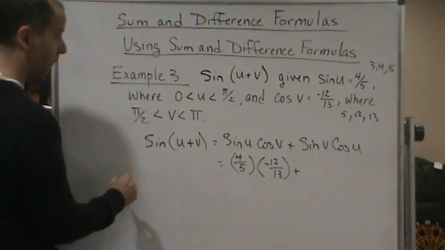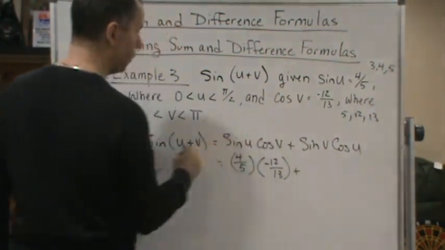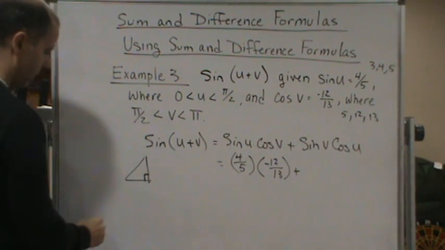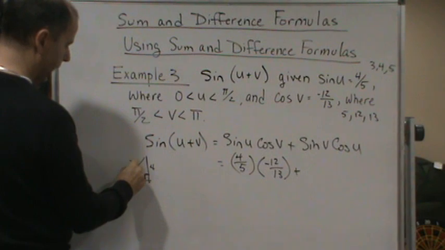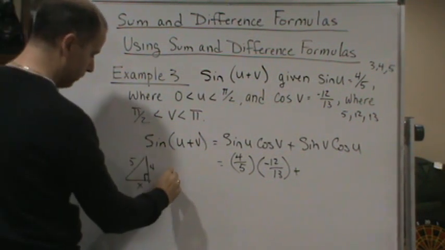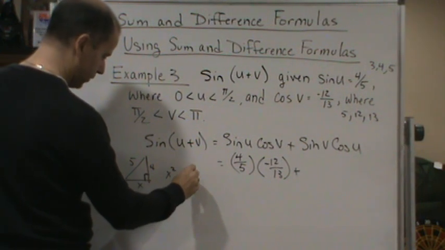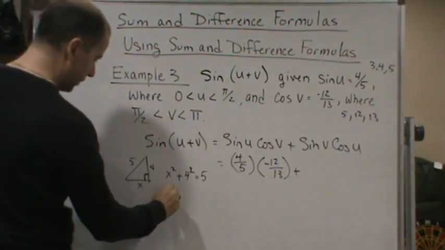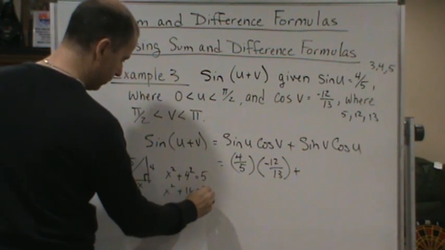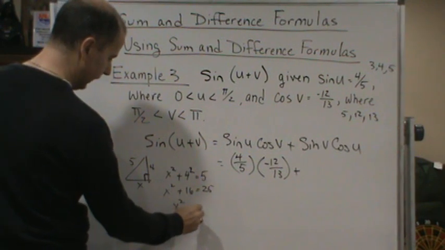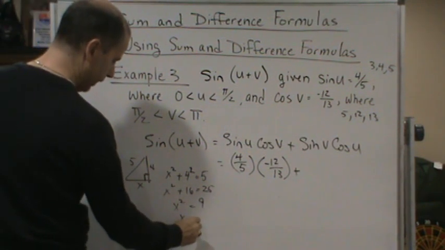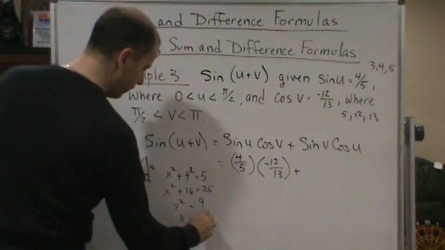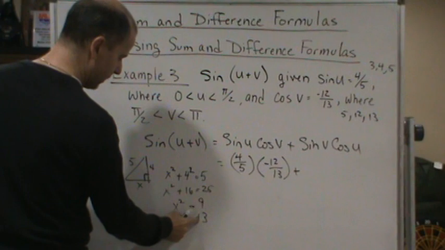So if we look at the first triangle, 4/5, sine u, we're in the first quadrant, right? So let's draw it in the first quadrant here. Okay, so it's going to look like this. And it's sine, so it's 4/5, right? So if we look at the Pythagorean theorem, we get x squared plus 4 squared equals 5 squared. And so x squared plus 16 equals 25. And x squared then equals 9. And of course, we get x equals plus or minus the square root of 9, which is 3. And since we know that it's in the first quadrant, x has to be positive, and so we get 3.